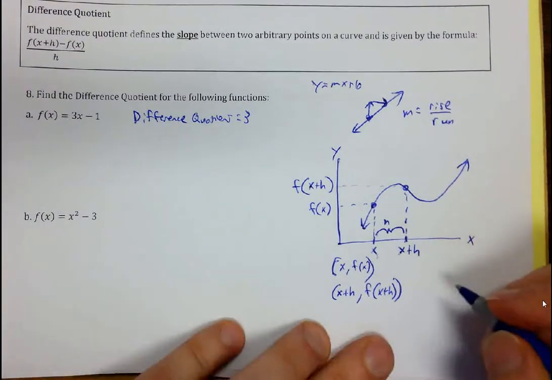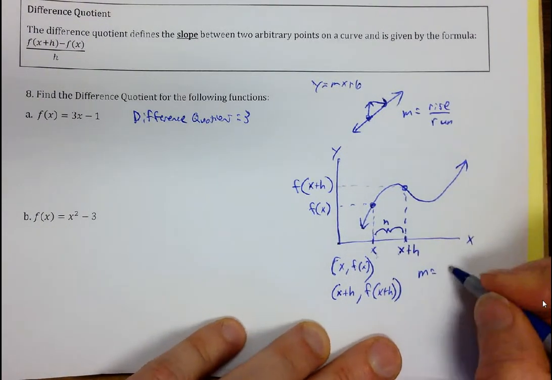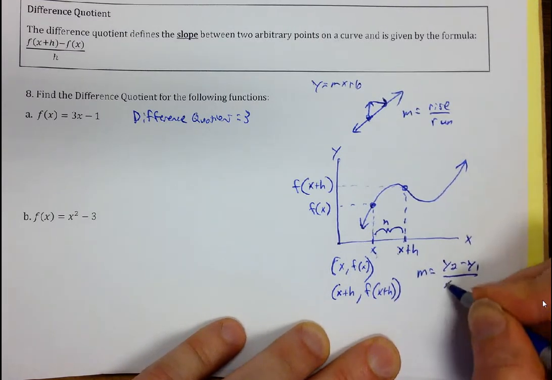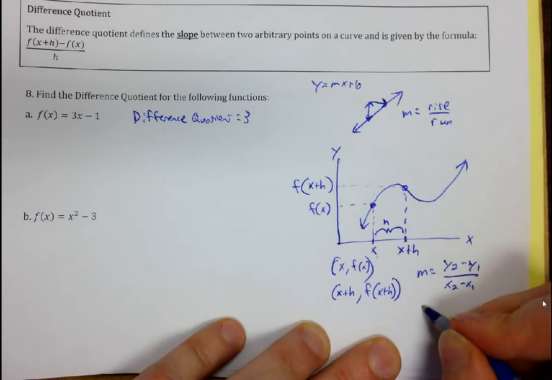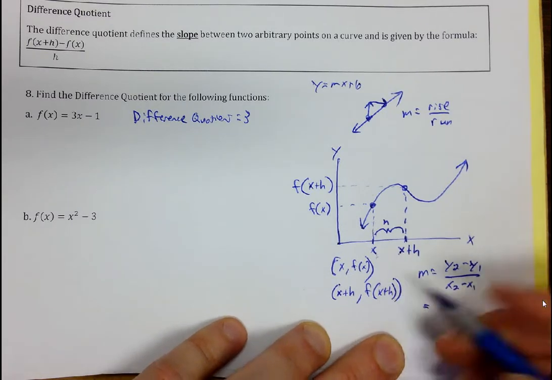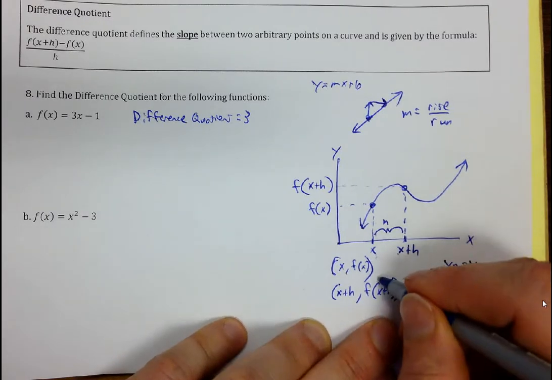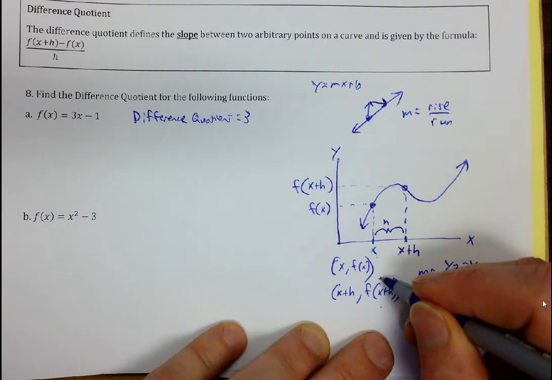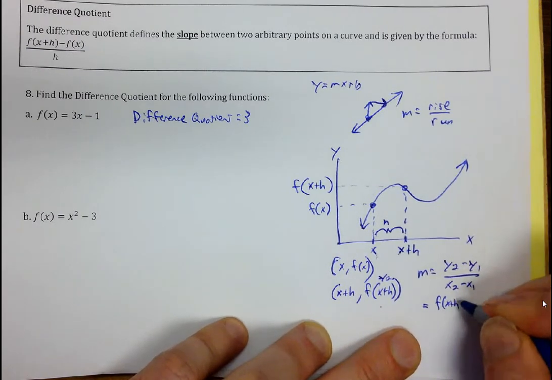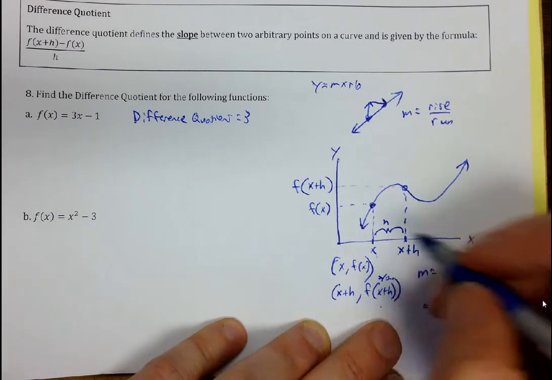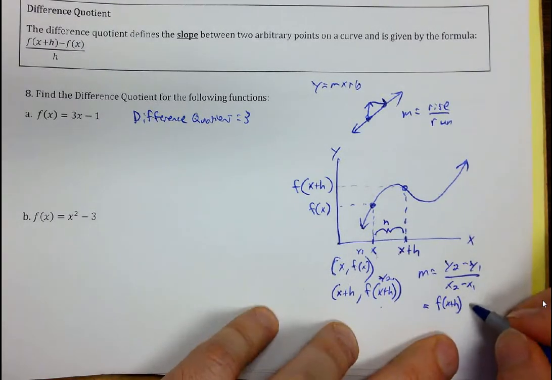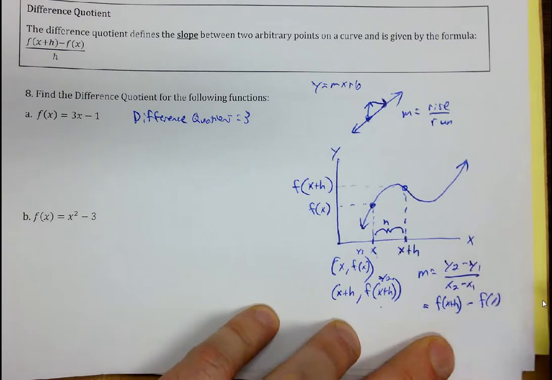Now I want to look at my slope formula. Slope was y2 minus y1 over x2 minus x1. In our case, our y2 right here was f of x plus h. My first y value will be up here, y1. That was just f of x. So I'm going to subtract f of x.